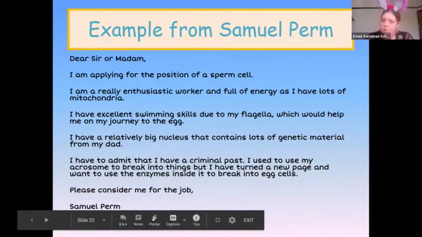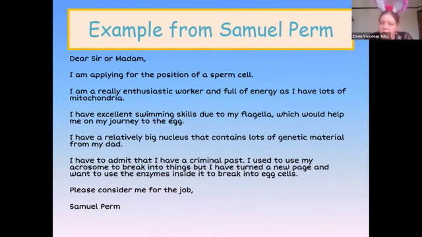So this is my example from Samuel Sperm. Dear sir or madam, I am applying for the position of a sperm cell. I am a really enthusiastic worker and full of energy as I've got lots of mitochondria. I also have excellent swimming skills due to my flagella, that's tail by the way, which would help me on my journey to the egg. I have a relatively big nucleus that contains lots of genetic material from my dad, and I have to admit that I have a criminal past as I used to use my acrosome to break into things, but I have turned a new page and I want to use the enzymes to break into egg cells. Please consider me for the job, Samuel Sperm.